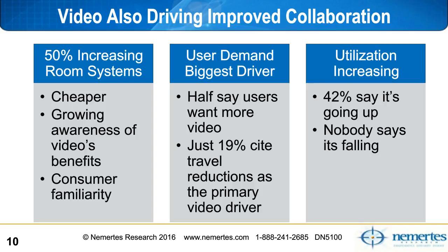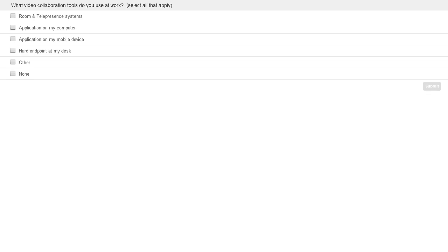We also see that utilization is going up about 42%, and our latest study said that those that are measuring utilization are seeing it go up. Nobody said it was falling, so the rest of the 58% said it was roughly flat. And we're seeing, again, some constraints that we'll talk about in a minute that are limiting more video. So Michelle, let me pull you back in, and we can conduct our first survey.